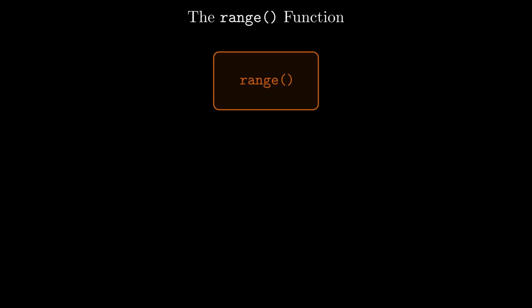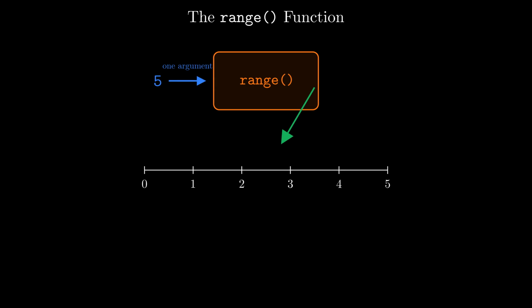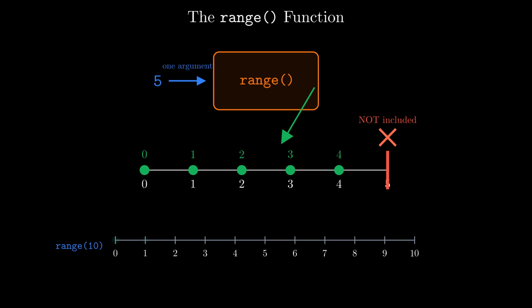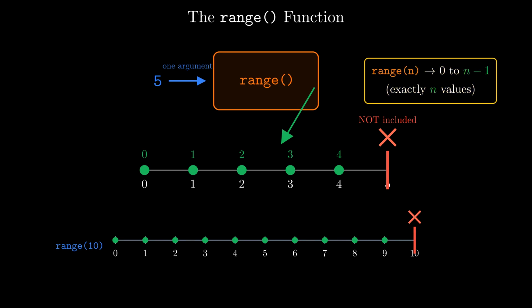We need sequences of numbers to feed our for loops. The range function generates them. In its simplest form, range takes 1 argument, call it n. It produces integers starting at 0, counting up by 1, stopping before n. Range of 5 produces 0, 1, 2, 3, 4. 5 values, but 5 itself never appears. This is the most common mistake with range, expecting the stop value to be included. It never is. Range of 10 gives 0 through 9, 10 values, but 10 is excluded. A useful mental model, range of n gives exactly n values, starting from 0.